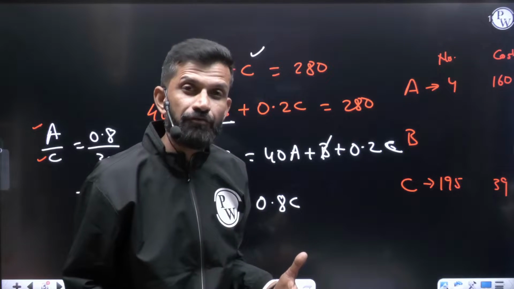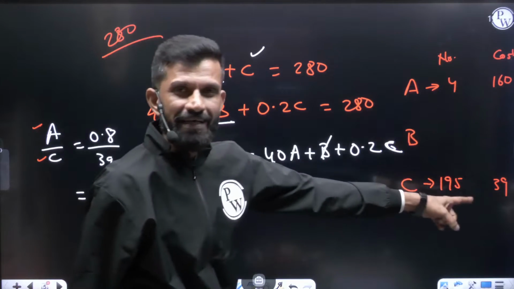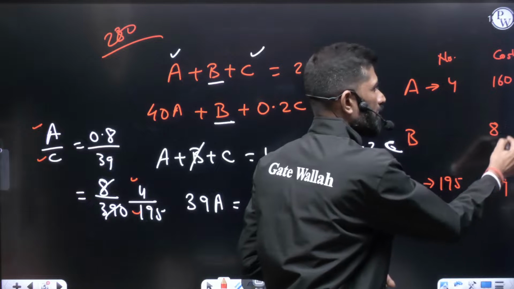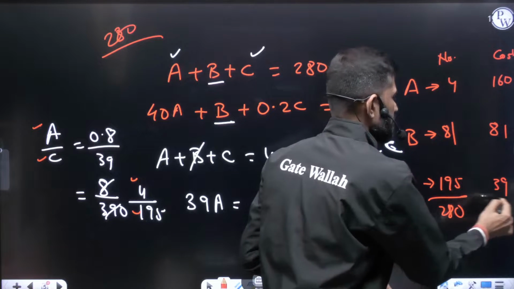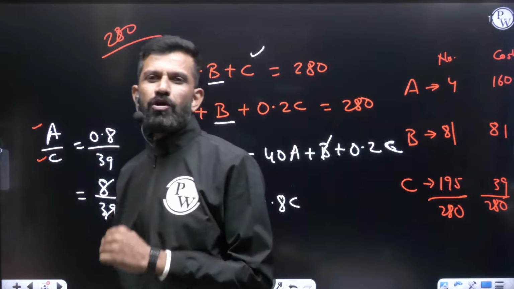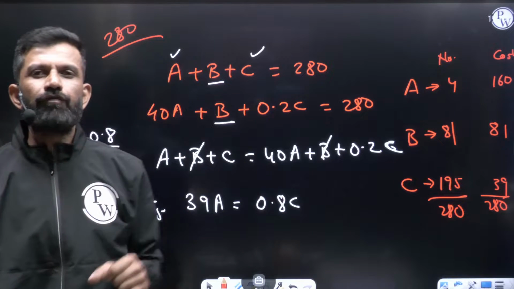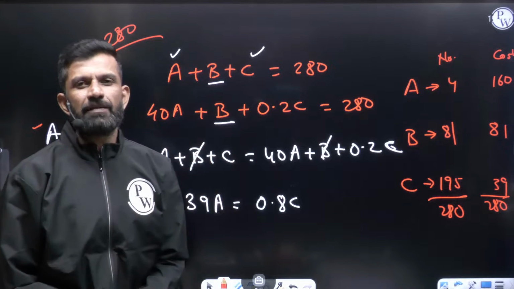Still how much money is left over? In total we had 280 rupees. In that only 199 is spent. So still 81 rupees are left over. So in 81 rupees, B is 81 products. This becomes 280, this also becomes 280. With this I wanted to say you always go according to the question. Don't directly go for the trial and error method. But my dear friend, this is the equation method.